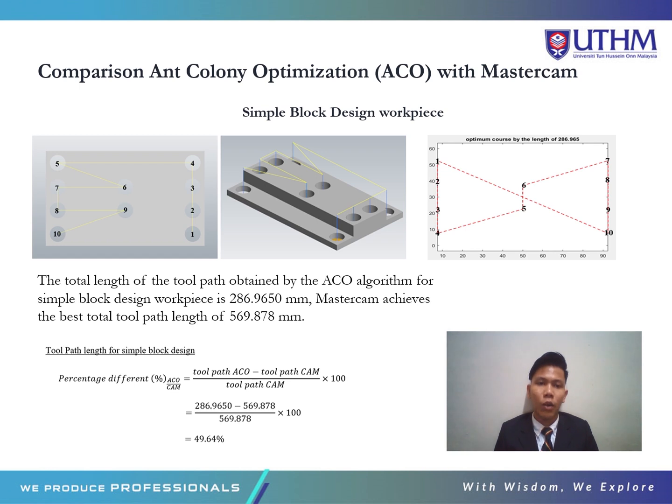For Mastercam, the minimum toolpath length for this design is 569.878 mm, while ACO is at 286.9650 mm. These two results are compared using the equation shown, and the reduction of toolpath length that we can see is 49.64% between these two methods.